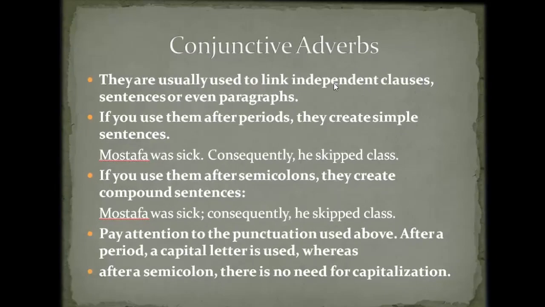Conjunctive adverbs are usually used to link independent clauses or even sentences or paragraphs. If you use them after periods, they create simple sentences. Look at this example: Mustafa was sick. And then you have a period here. Consequently is a conjunctive adverb. He skipped class. So you have a simple sentence here and a simple sentence there. But if you use a semicolon, like this example, then you have a compound sentence because you have two independent clauses. Mustafa was sick; consequently, he skipped class. So together they make one big compound sentence.